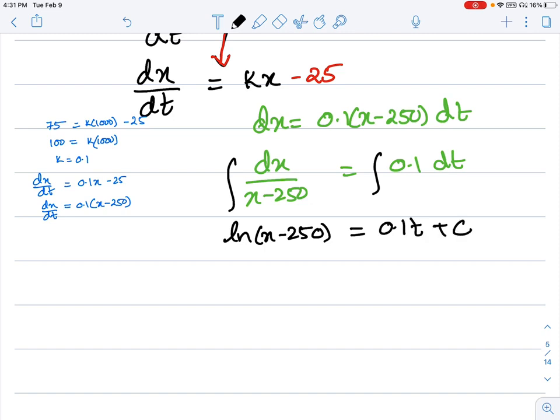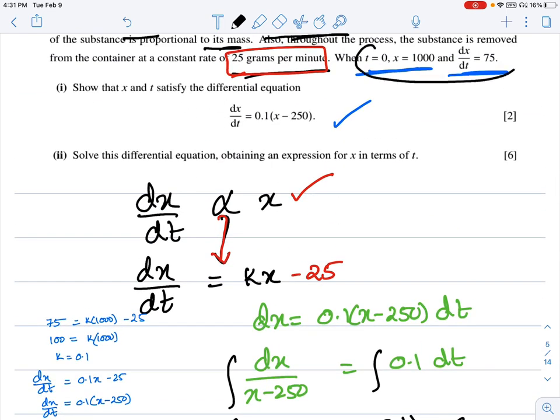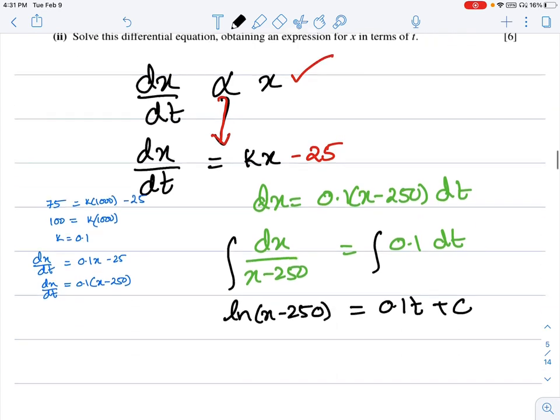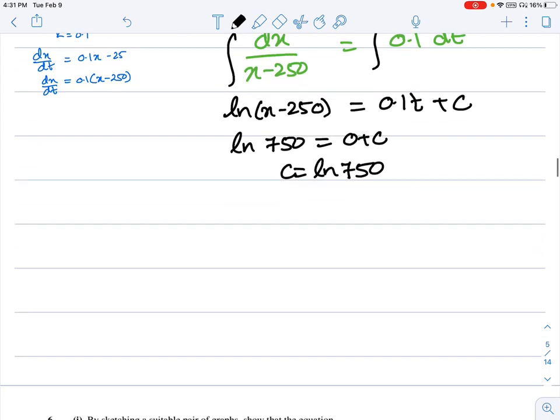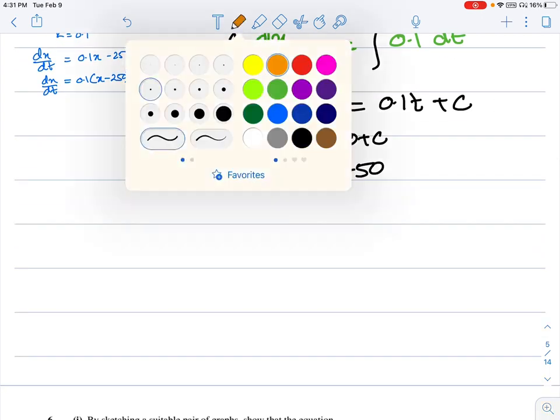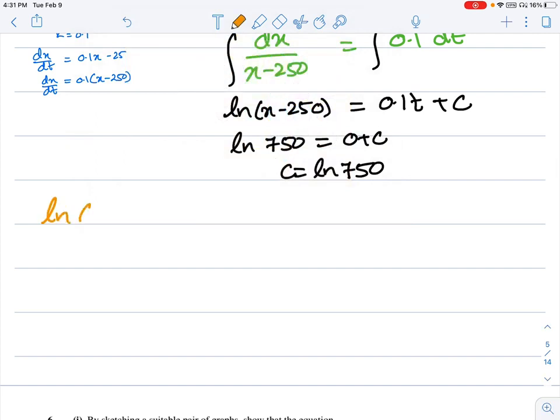It has been given in the question, if you remember, when I scroll up, t equal to 0, x is 1000 and dx/dt is this much. So x is 1000, substitute that one, 1000 minus 250 is 750, t equal to 0, plus c. So c is equal to ln 750. So plug in and get an equation now. ln(x minus 250) is equal to 0.1t plus ln 750.